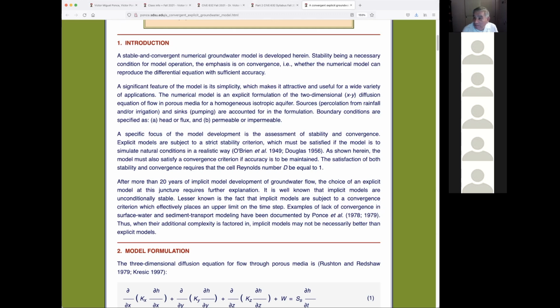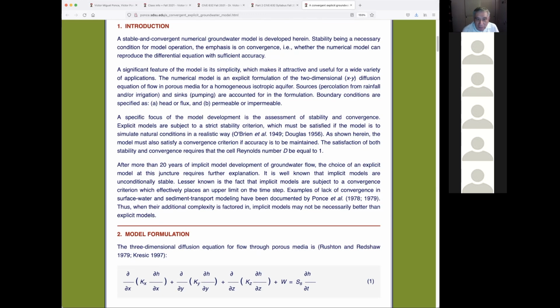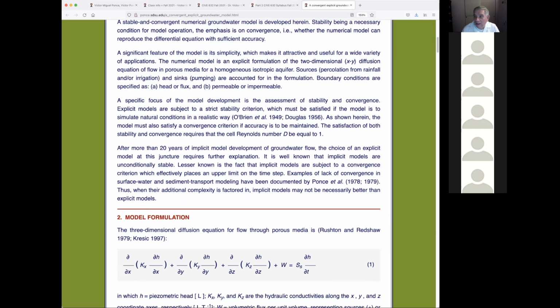Because the word is play around. We got to play around with the boundary conditions until we're satisfied that things are working reasonably. The specific focus of the model is the assessment of stability and convergence. There's another thing here. When you develop a model, you have to do two things.